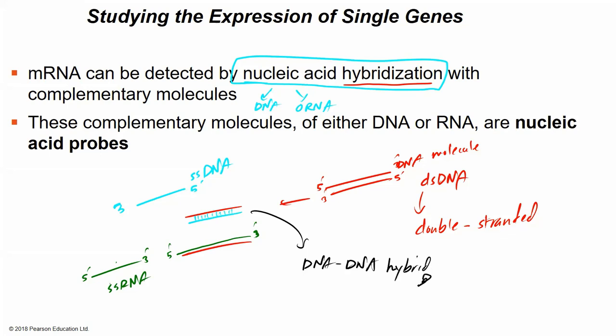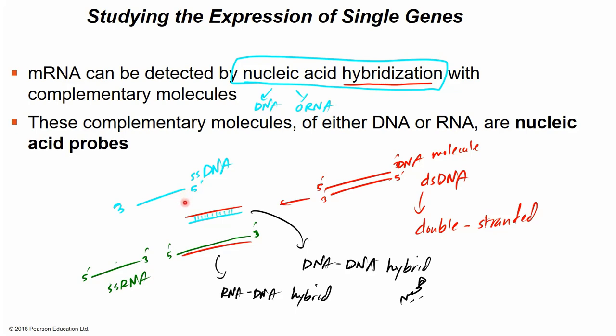Hybrid means a gene, because we have the hybridization of two different DNA molecules from two different sources. Or we have here an RNA-DNA hybrid.